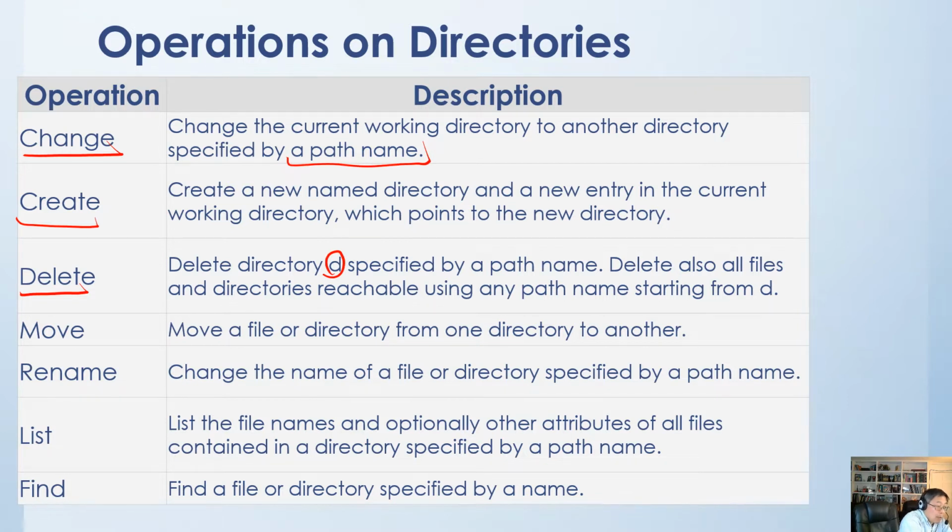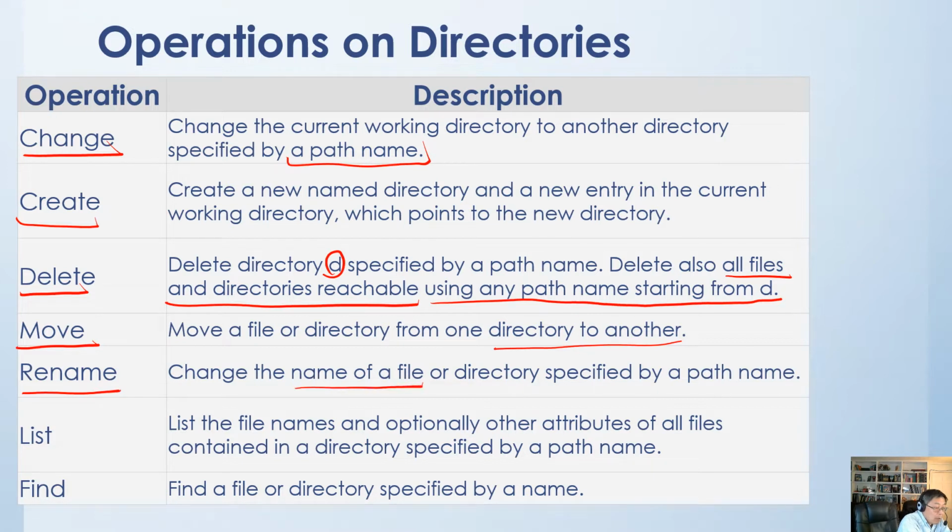When you actually apply the delete operation, it will also delete all files and directories reachable using any path name starting from D. That means when you delete the directory D, it will delete all the files or directories under D. The move operation moves a file or directory from one directory to another. Rename changes the name of the file or directory specified by the path name.